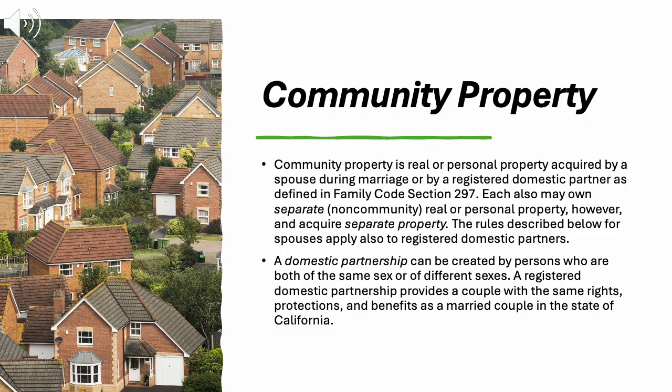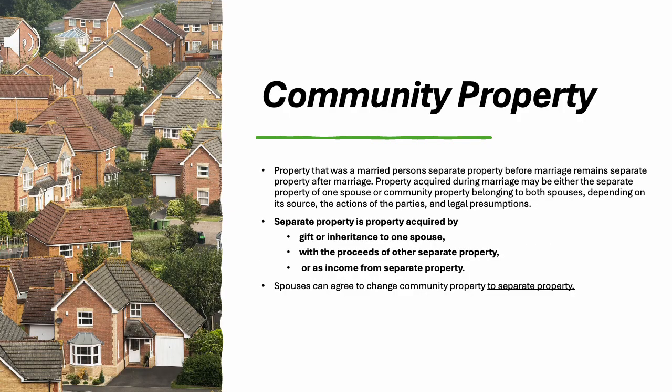Property that was a married person's separate property before marriage remains separate property after marriage. Property acquired during marriage may be either the separate property of one spouse or community property belonging to both spouses, depending on its source, the actions of the parties, and legal presumptions. Separate property is property acquired by gift or inheritance to one spouse, with the proceeds of other separate property, or as income from separate property.